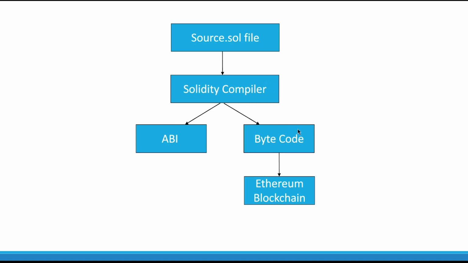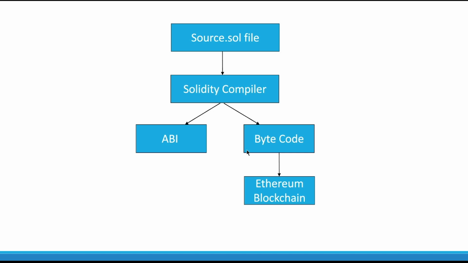Now, what is this bytecode? This bytecode is the one which actually gets deployed to your Ethereum blockchain. It consists of all the instructions which get executed on your Ethereum blockchain. So your source.sol file is not the one which actually gets deployed to your Ethereum blockchain, but the bytecode is. And now let us see an example of both our ABI and bytecode on our Remix IDE.